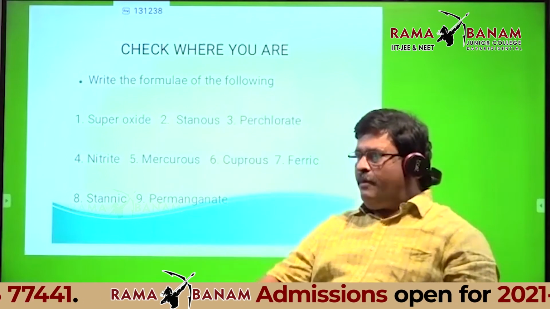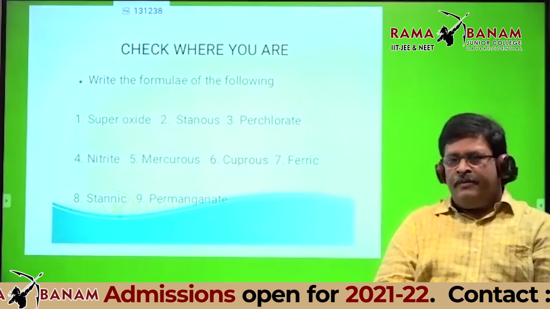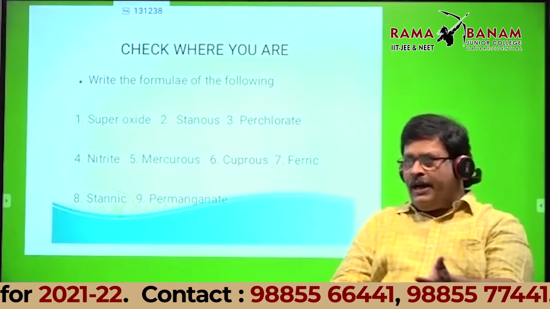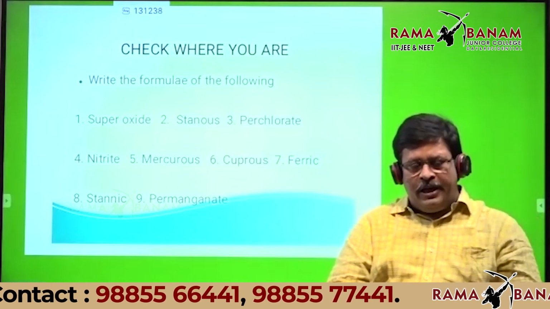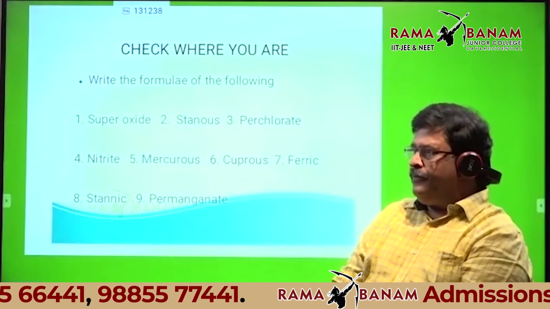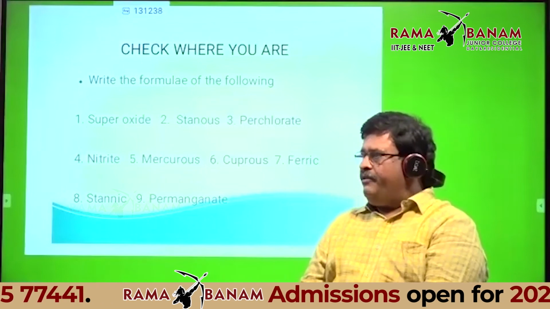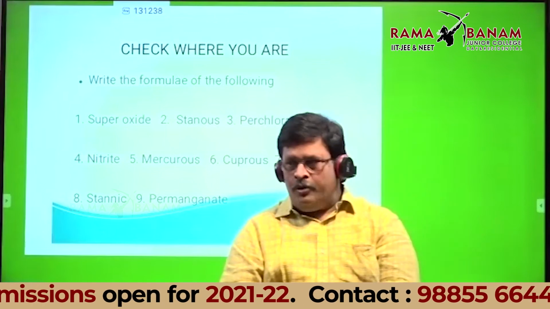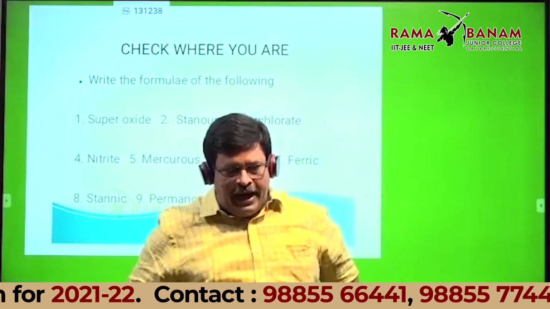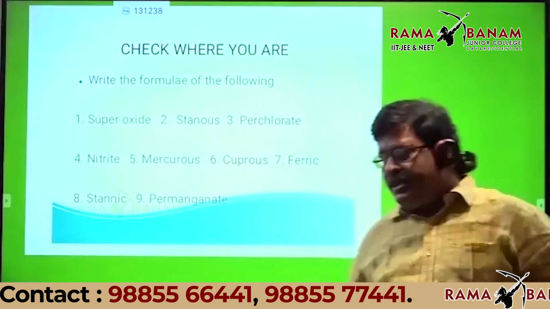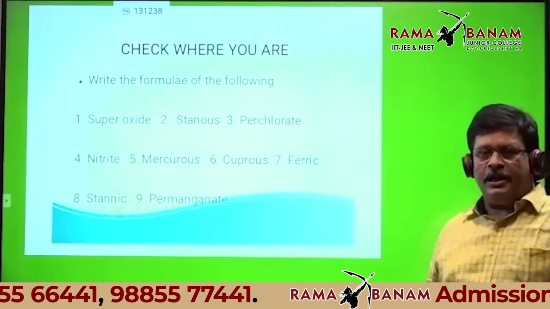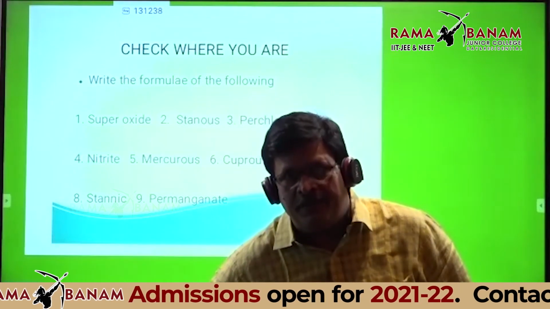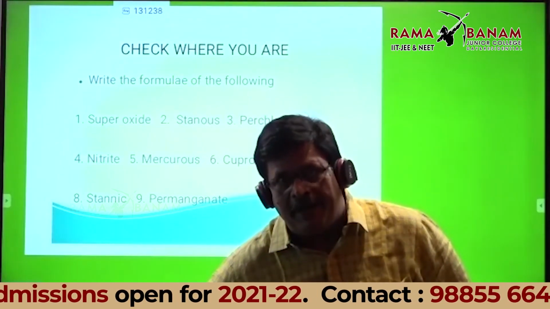The question: write the formula of the following. I have given 9, you write 9 formulas. Take 10 minutes. After that, I'll give the answers. Sir, I can't see it properly. Can you tell me what the first one is? Wait, first I'll tell what to do. After 10 minutes, I'll give the answers to you. You only correct your paper. Give plus 3 marks for a right answer and minus 1 for a wrong one. So it's a 27 mark paper. Okay, sir.